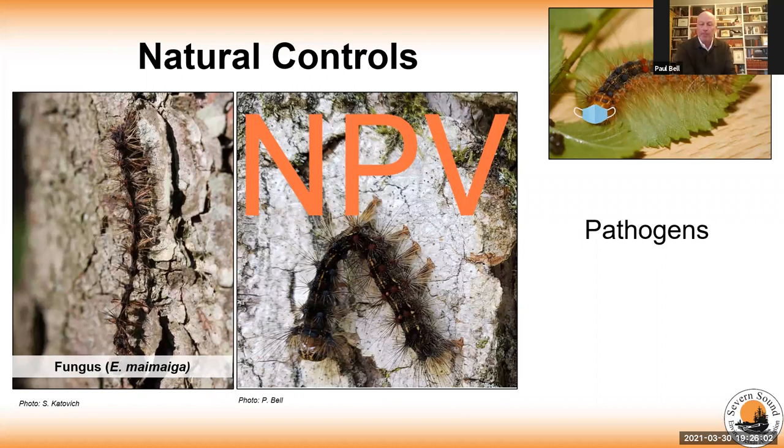A third one not visible there is BT itself. BT is used as a control agent. BT exists in the soil, and insects like the gypsy moth can become exposed to it and succumb to that. So there's bacteria, there's fungus, and there's virus affecting them. If I could have the next slide, please.